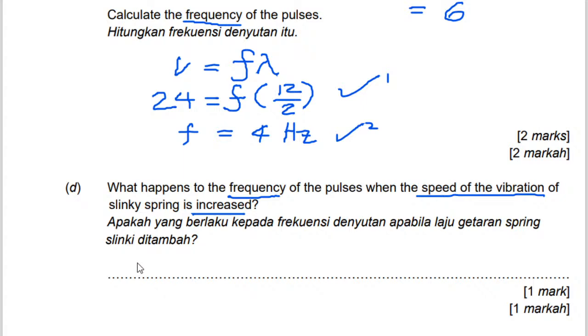Yensem, 4 or 4.0? Both accepted. Okay, both accepted. Boleh, 4.00 pun tak ada problem. Okay, yang penting mesti ada unit. Alright, now look at D. Apa jawapannya?